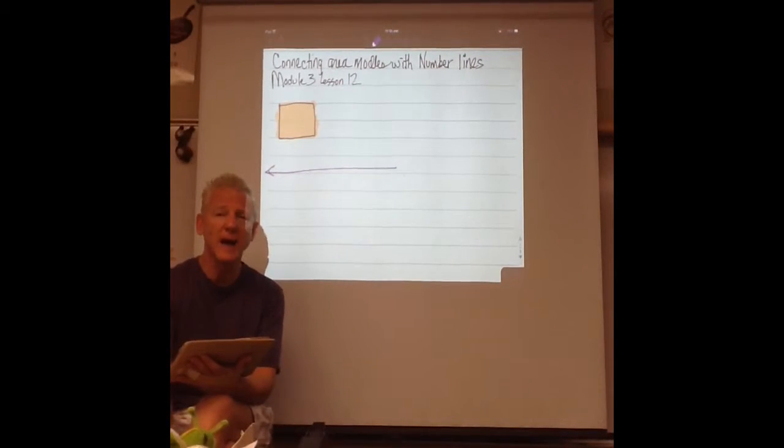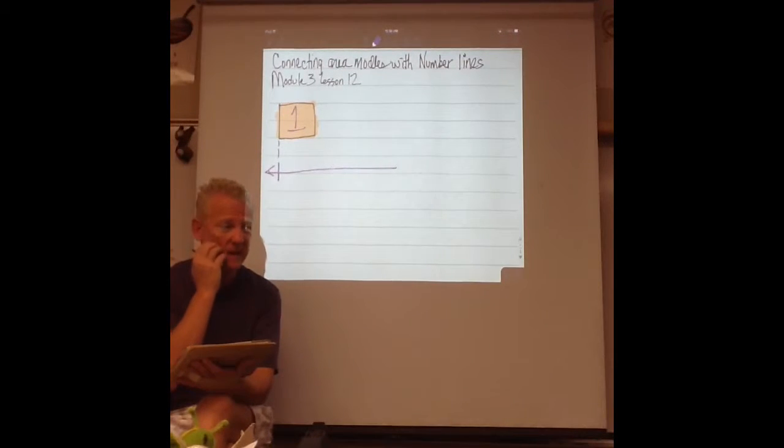What would we call the thing that's all shaded in? A whole. This is one whole. You're correct. What number would we put on the number line for that side of the area model? Put a 0.